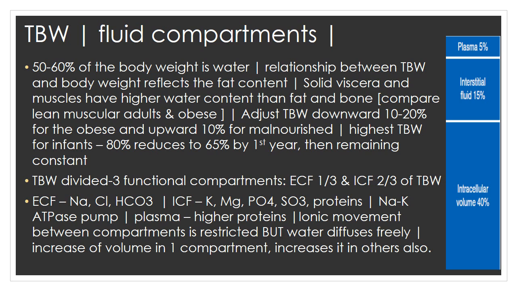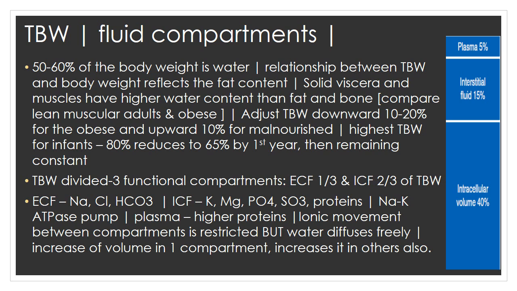50 to 60% of the body weight is made of water. During an acute weight loss, for example, when one goes fasting, there is a loss of salt and water, and this explains the acute or the miraculous weight loss. So the relationship between total body water and body weight basically reflects the amount of fat content. The solid viscera and muscles have higher water content than fat and bone. Therefore, people who are lean and muscular have more water as compared to obese individuals.